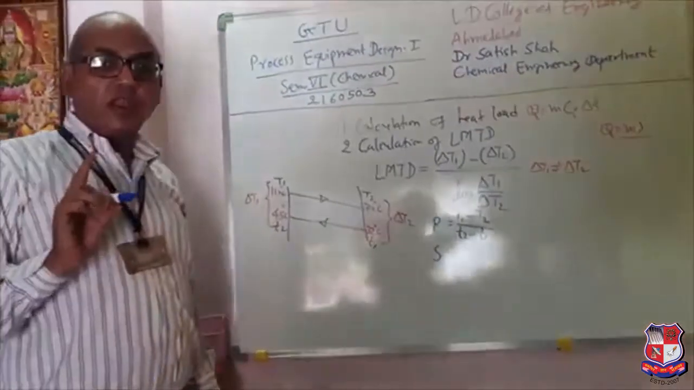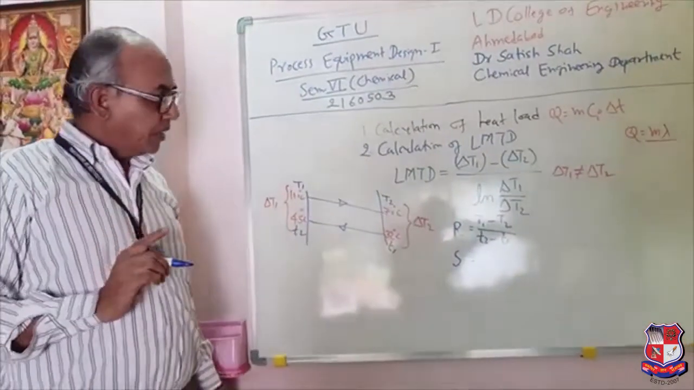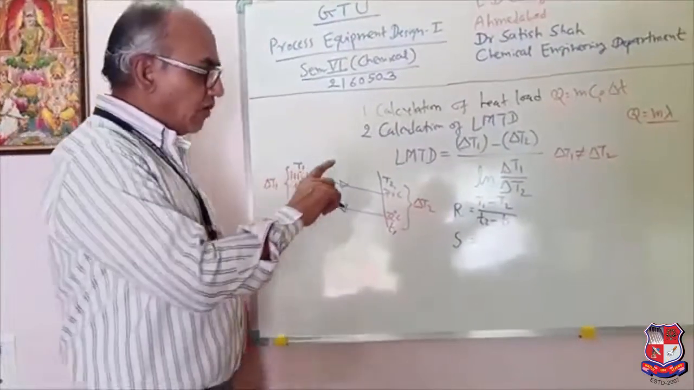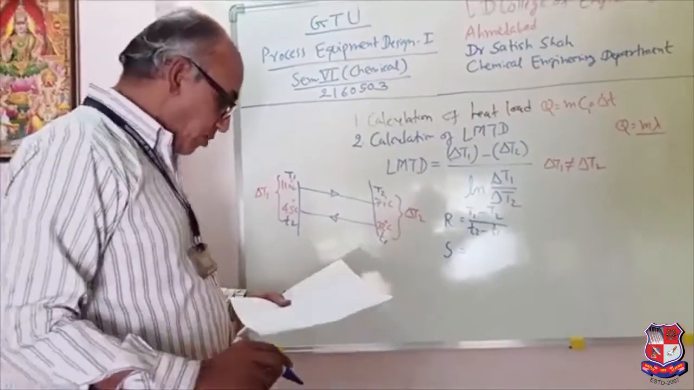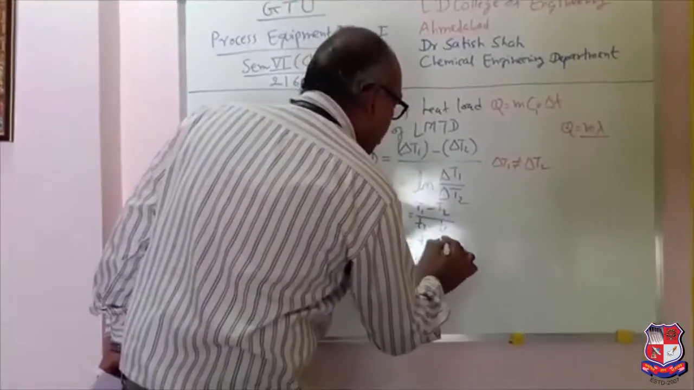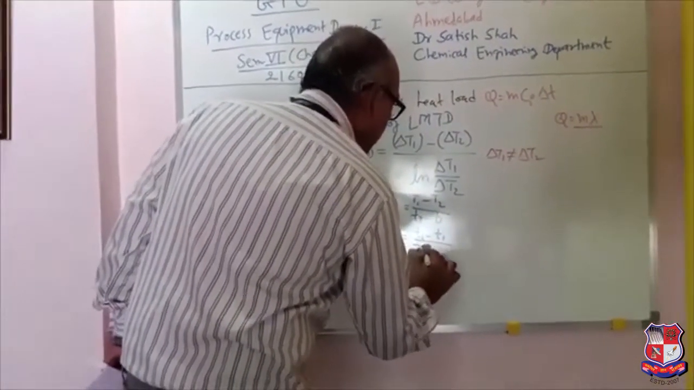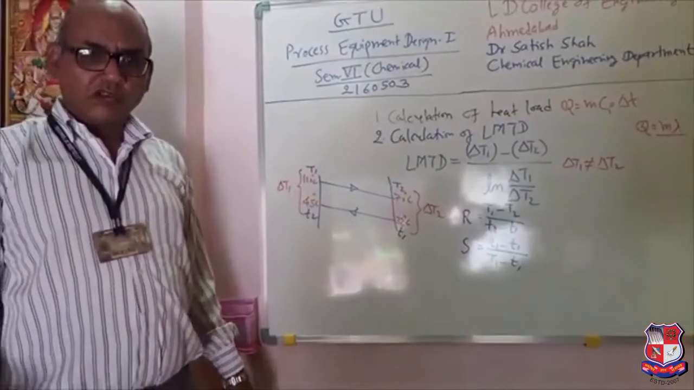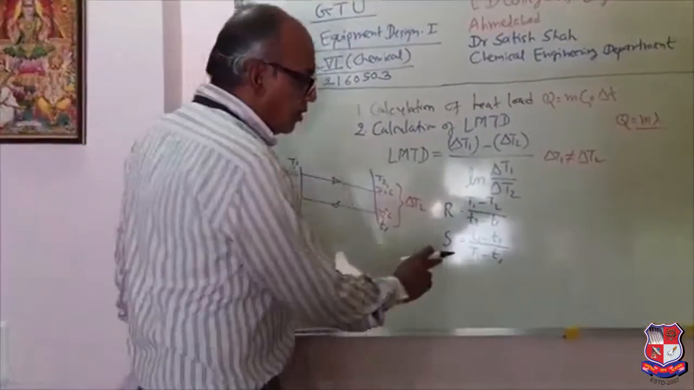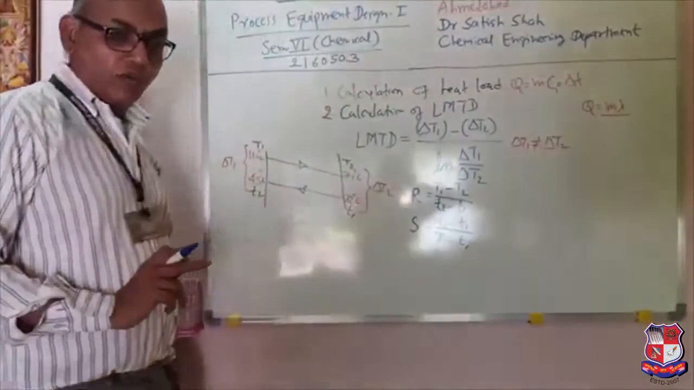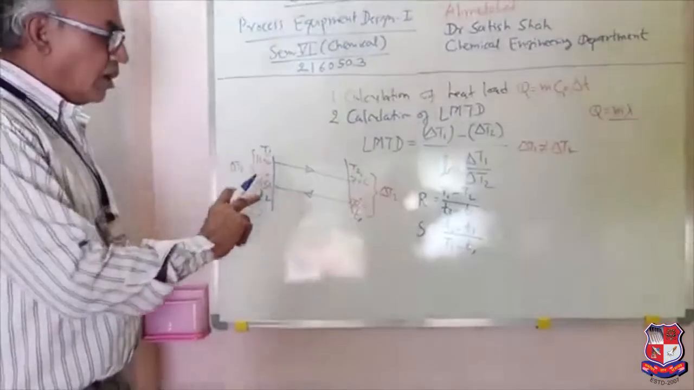See, when I am writing capital, it is hot fluid. When I am writing small, it is cold fluid. So you will calculate the value of R like this. Similarly, you will calculate the value of S like (T2 minus T1) upon (T1 minus t1). So I hope it is clear to you that both these temperatures are the inlet temperatures for hot and cold fluid. And you will calculate R and S.